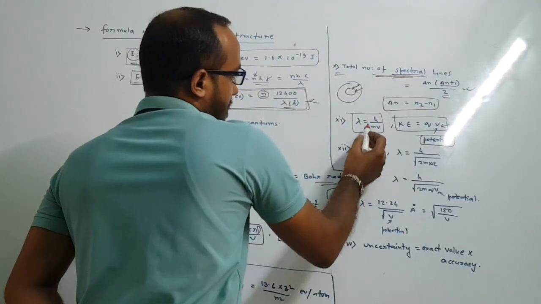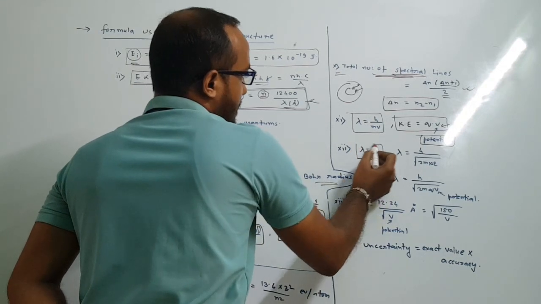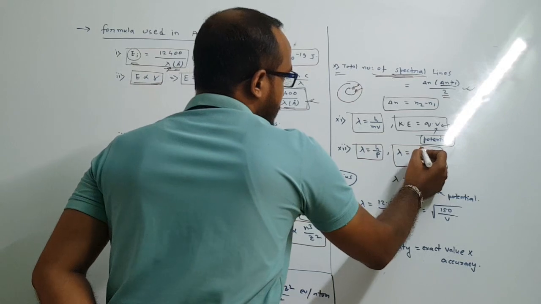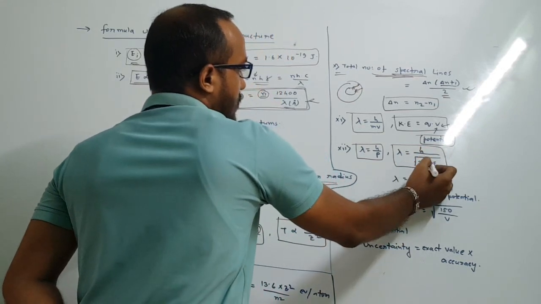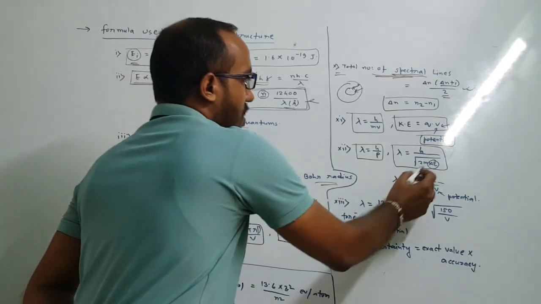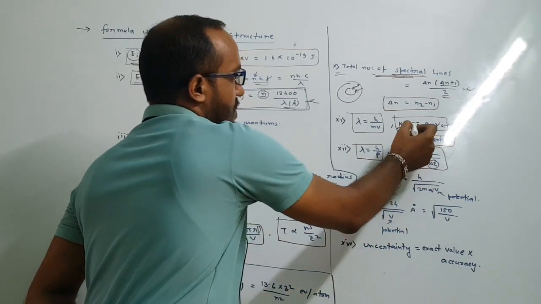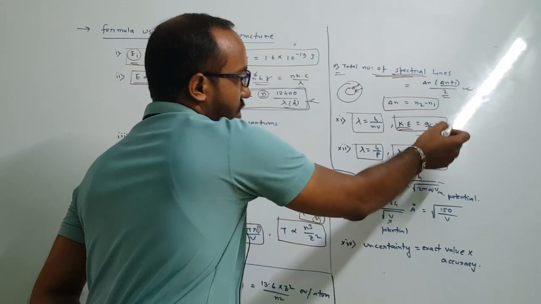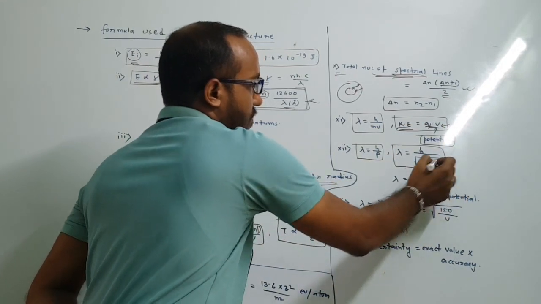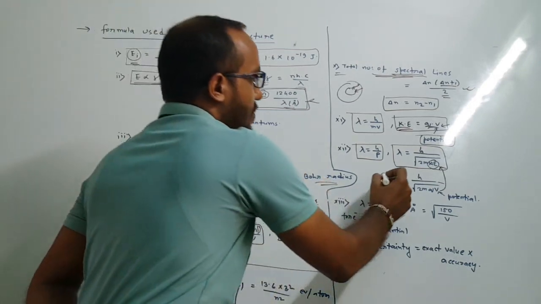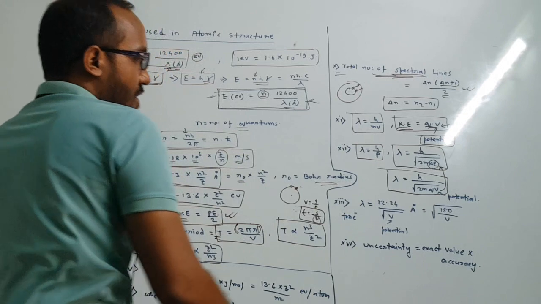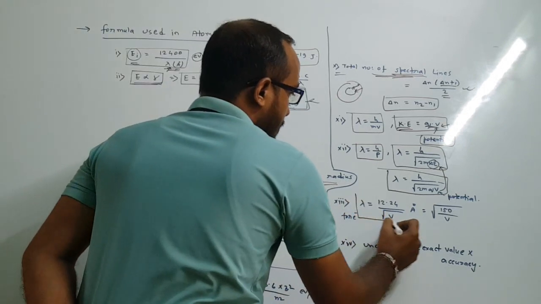Lambda equals h by mv, or we can say lambda equals h by p, and we can derive this equation also: lambda equals h by root under 2m into kinetic energy. We know that kinetic energy is q into v, where v is potential. So in this equation, if we put kinetic energy as q into v, we will get lambda equals h by root under 2mqv. This equation is also useful.